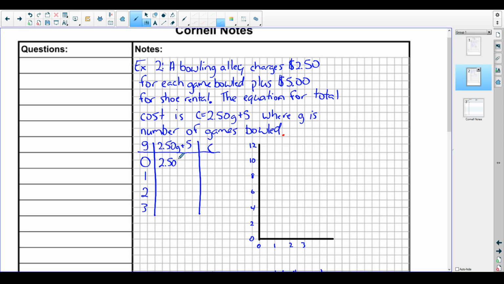We have 2.50 times 0 plus 5. Then we have 2.50 times 1 plus 5, times 2, and times 3. Okay, then we solve it.